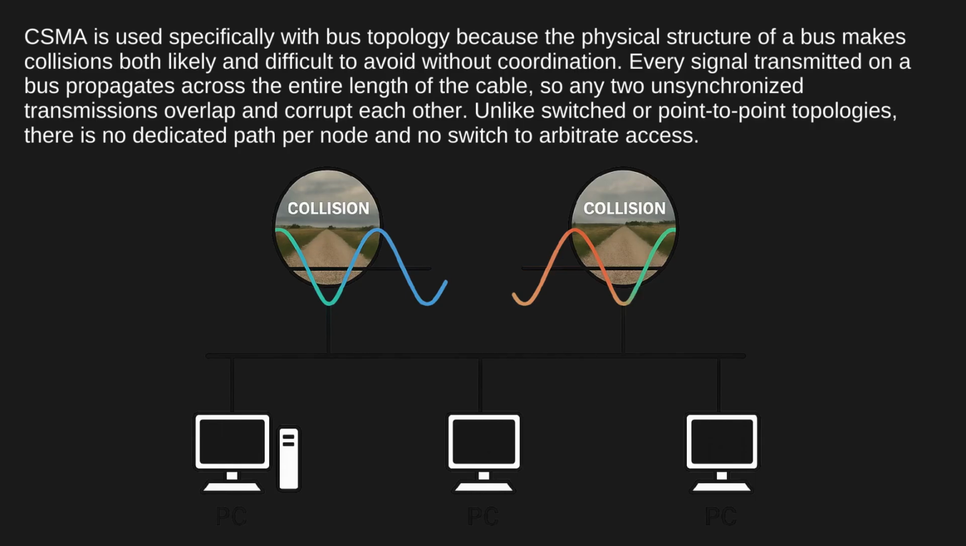CSMA is used specifically with bus topology because the physical structure of a bus makes collisions both likely and difficult to avoid without coordination. Every signal transmitted on a bus propagates across the entire length of the cable, so any two unsynchronized transmissions overlap and corrupt each other. Unlike switched or point-to-point topologies, there is no dedicated path per node and no switch to arbitrate access.